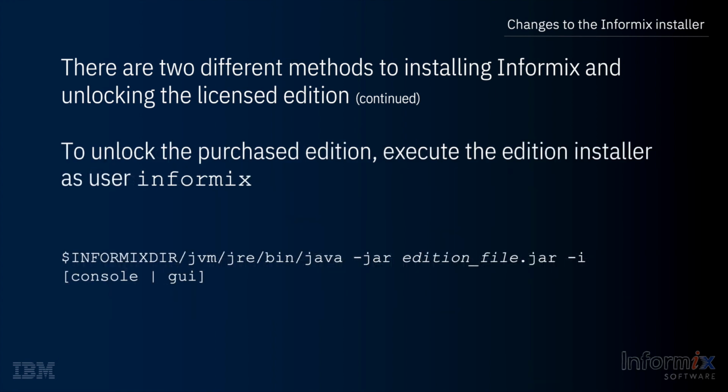To unlock the functionality of your purchased edition, execute the edition installer using the displayed syntax. This command can only be executed by the Informix user ID. When complete, all functionality for the purchased edition is available for use.